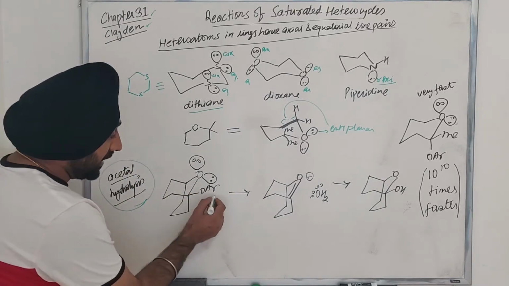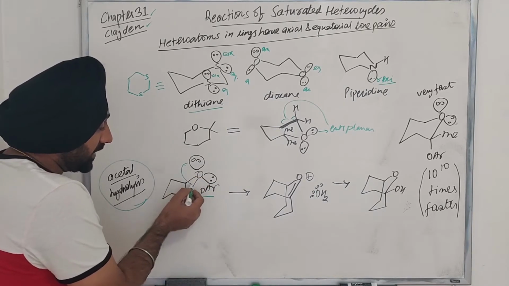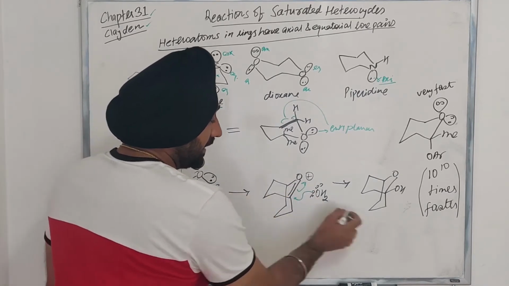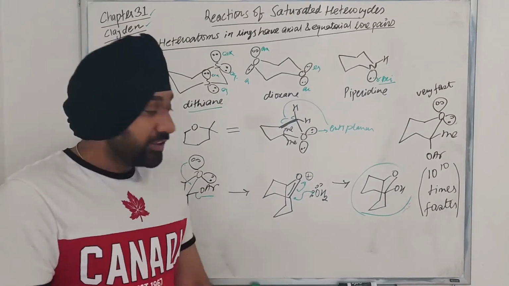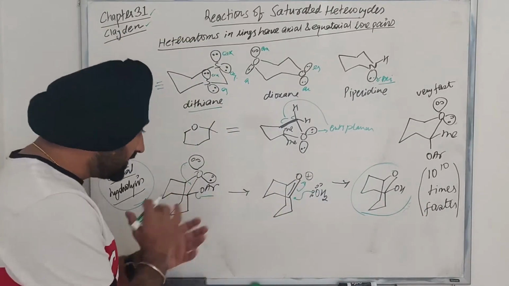acetal hydrolysis. Here what we have is an OR group. What we would assume is that these lone pair of electrons are coming here and it is being kicked out, and then water attacks and it gives rise to the formation of the acetal product. But logically, if we think about it, is this feasible? This is not feasible at all. What is the reason why?